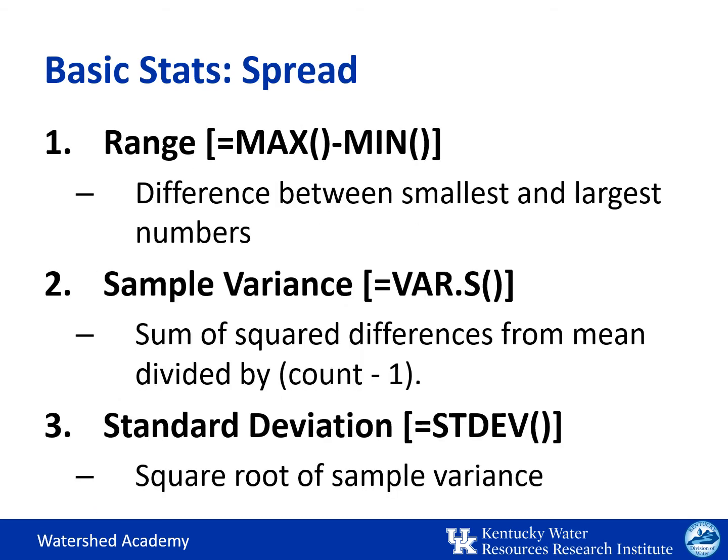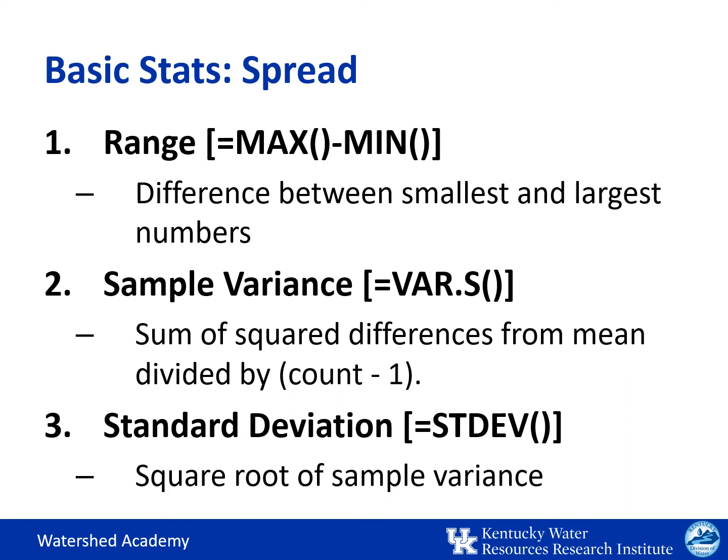Another basic statistic is a measure of the spread. There are a lot of different measures, and we'll just cover three of those. One is a range. This is simply the difference between the maximum and the minimum values. That's the range of the values.